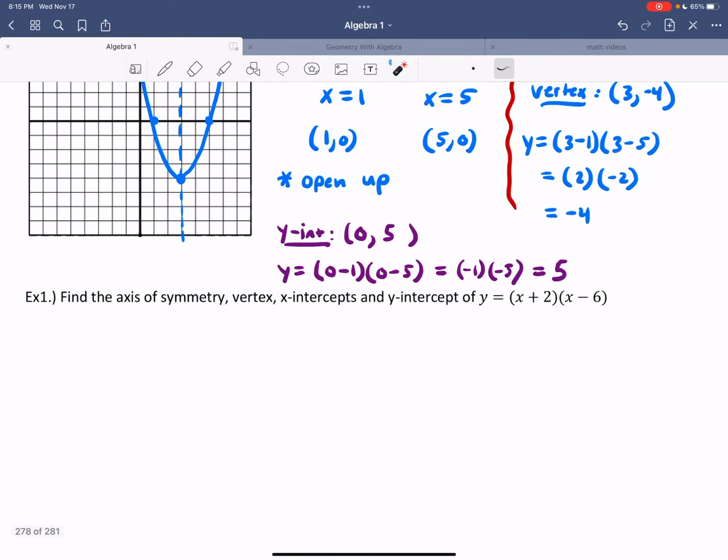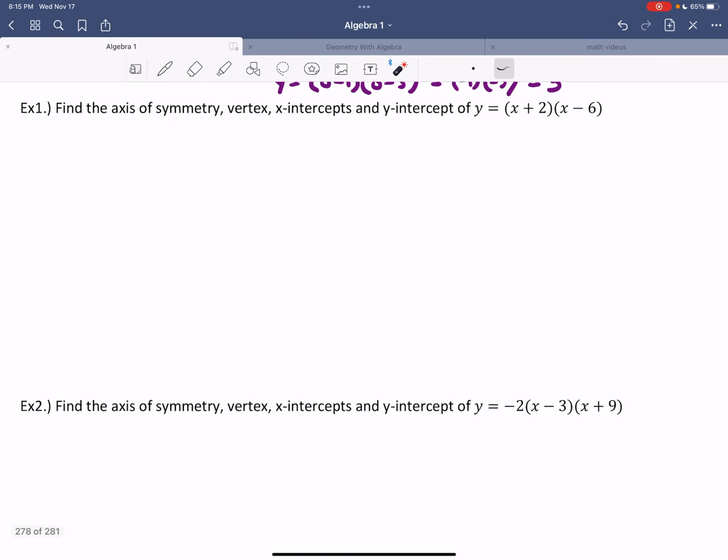Okay, so look at example 1. Example 1 says find the axis of symmetry, the vertex, the x-intercepts, and y-intercept of y equals x plus 2 times x minus 6. So what we're going to do first is I'm just going to rewrite the function here just because I can have it all in one spot. So that's x minus 6. The very first thing that I'm going to do is I'm going to find the x-intercepts. And to do that, we set y equal to 0. And then we're going to solve for x.